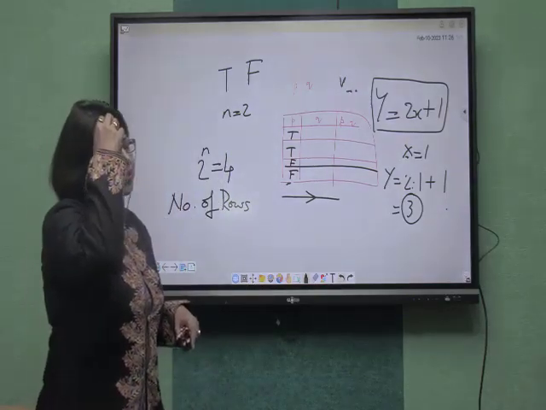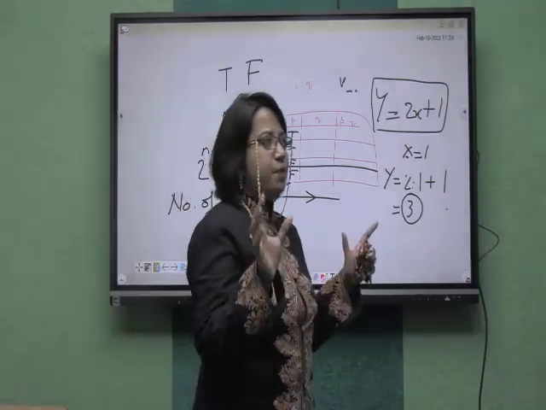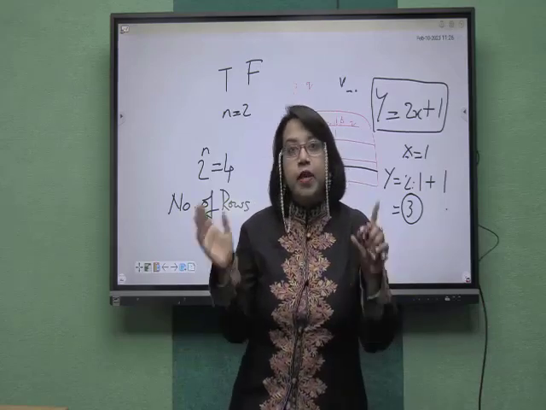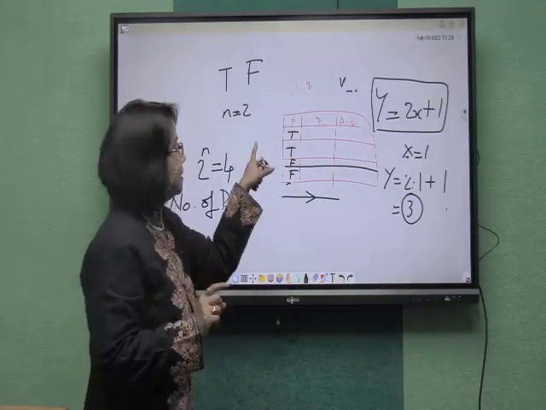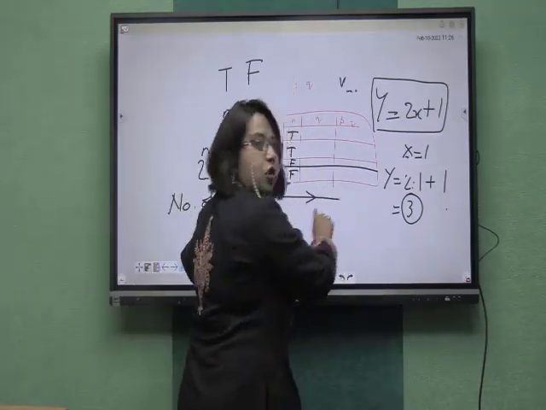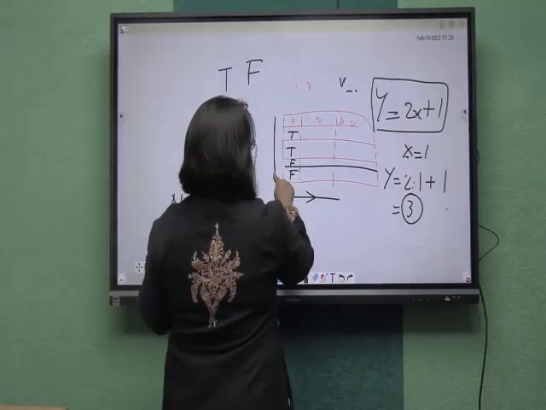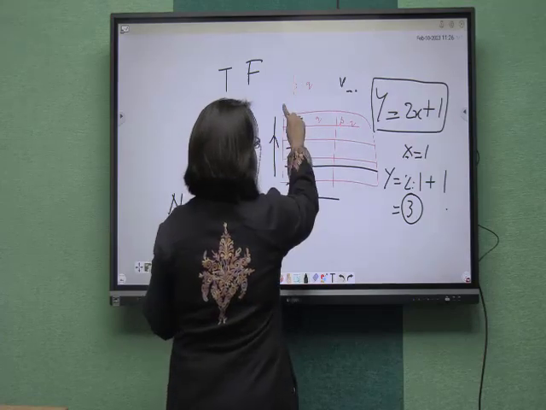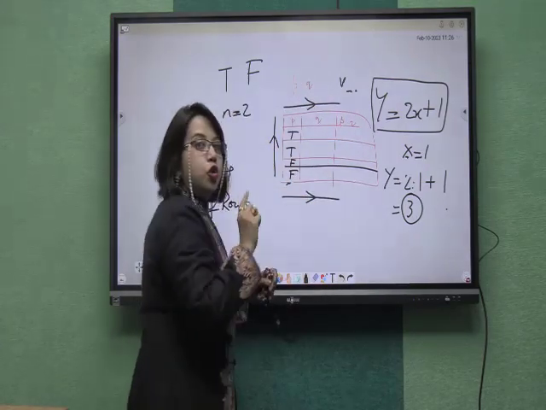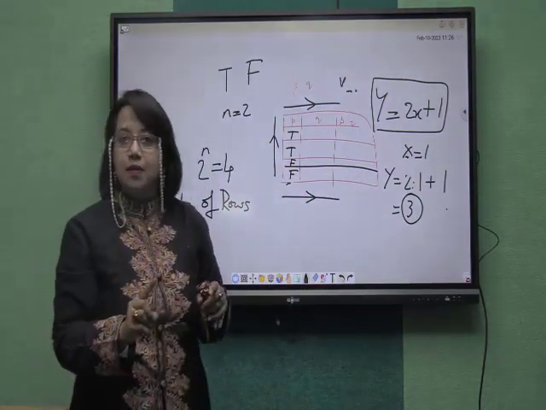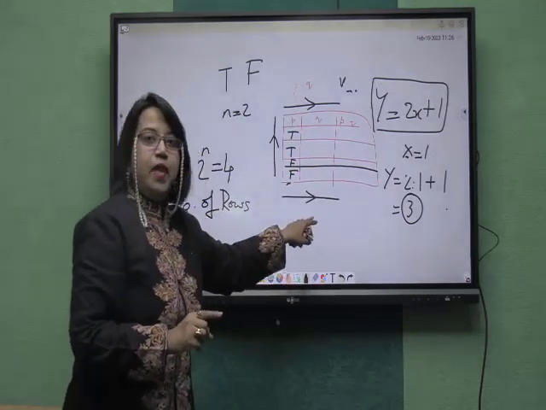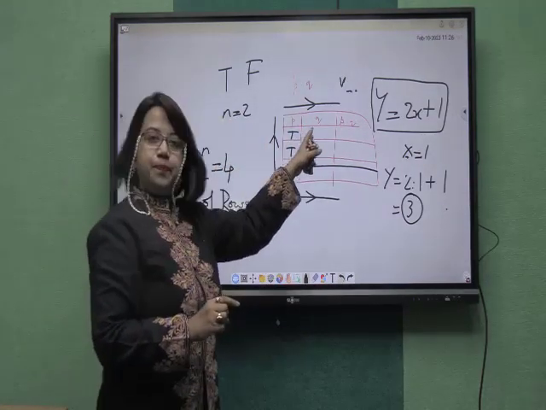Some of the students sometimes have a little bit of confusion about what is a row and what is a column. Rows are these. These are horizontal. Okay? Columns are vertical. These are the columns. And these are the rows. Rows are horizontal by nature, and the columns are vertical.